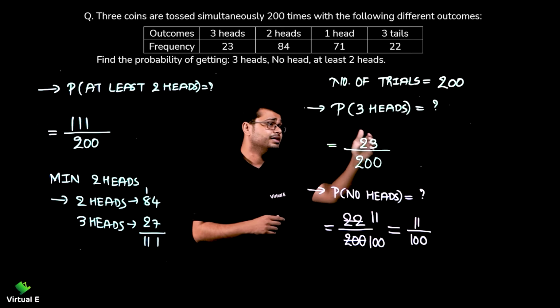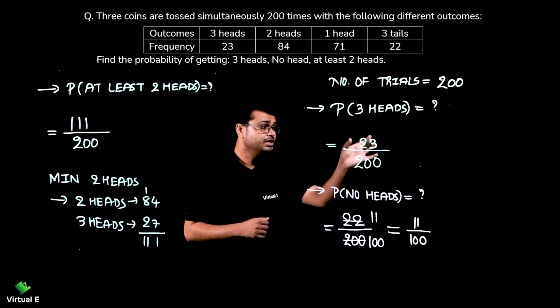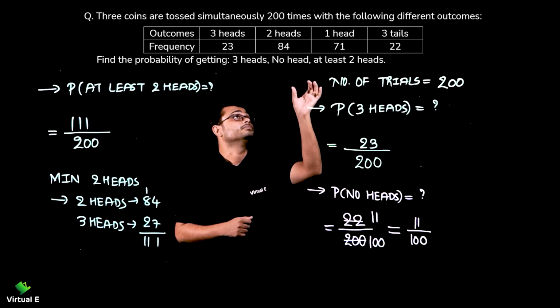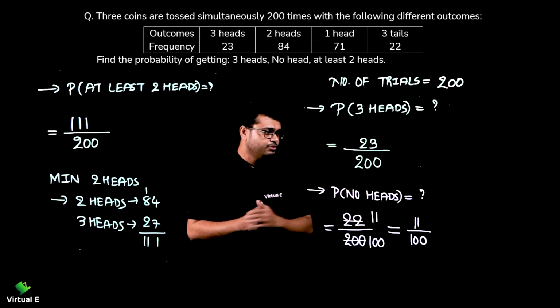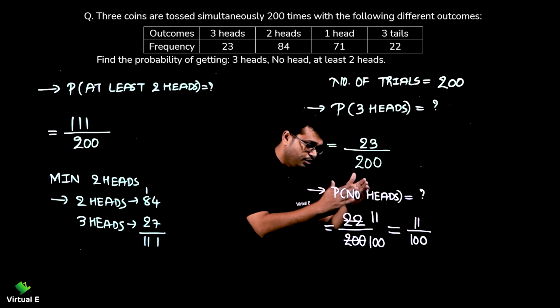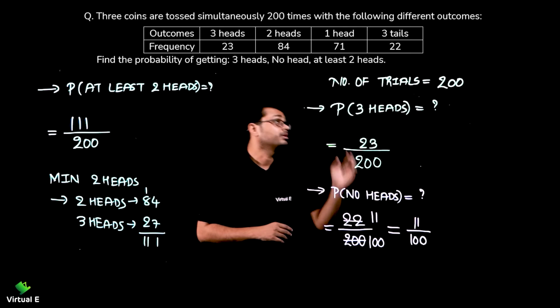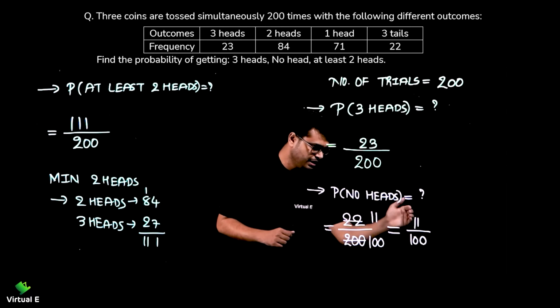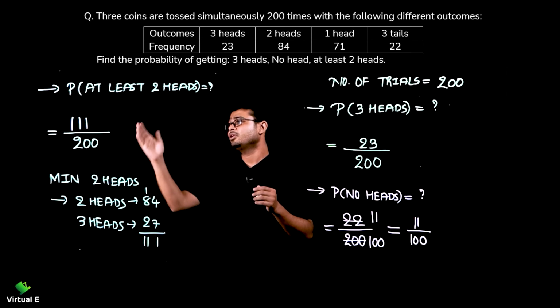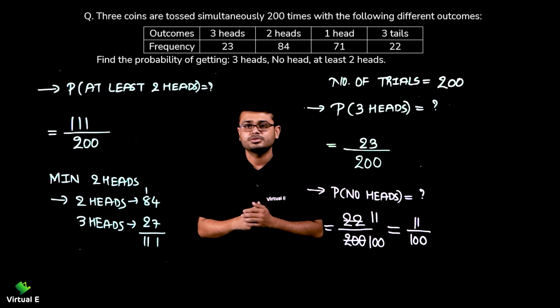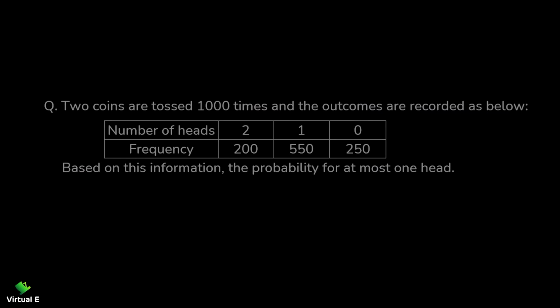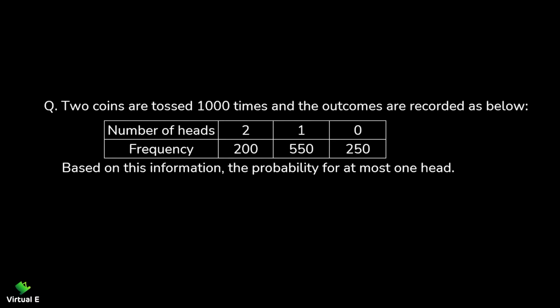Let's discuss what we did. Probability of getting 3 heads: 23 is the outcome, divided by 200. Probability of getting no heads: that is 22, given in the table, so 11 by 100. And probability of getting at least 2 heads is 111 by 200. Let's discuss one more question related to coins.